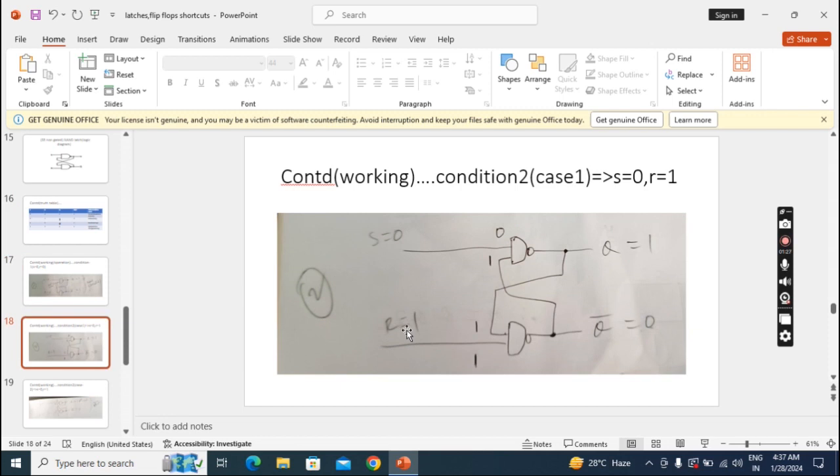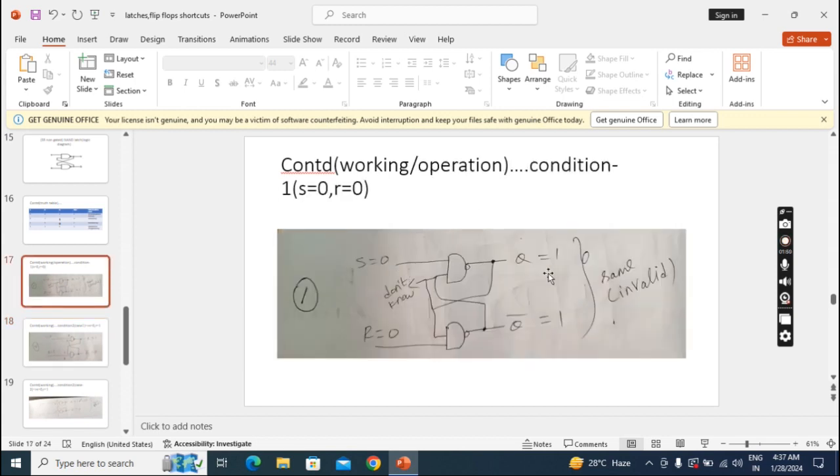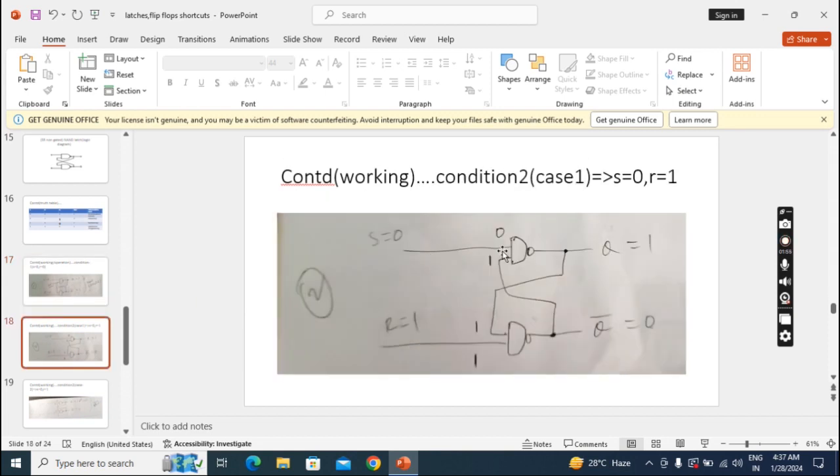S 0, R 1 is the second condition. But in the second condition I will explain with different cases. This is case 1. In all cases this input will be S 0, R 1 only. So here S equal to 0, R equal to 1. And what about these values? I feed back the previous condition values. The previous condition values 1 1, the output values, now came here. Now what is the output of this gate? If any one input is 0, output 1. Here both are 1s, so the output is 0.